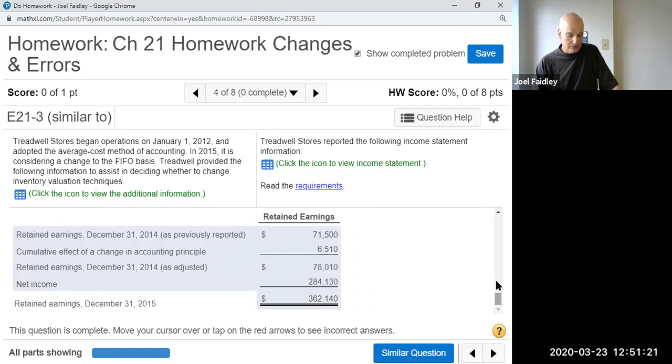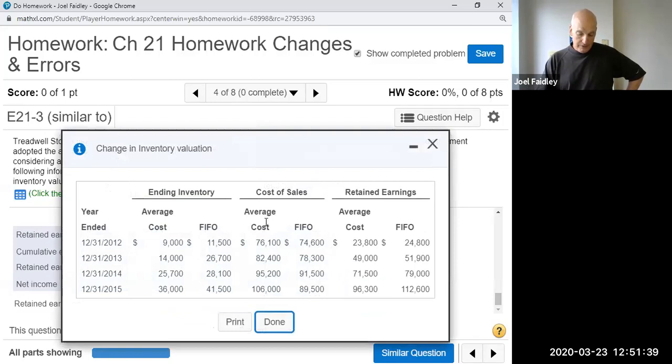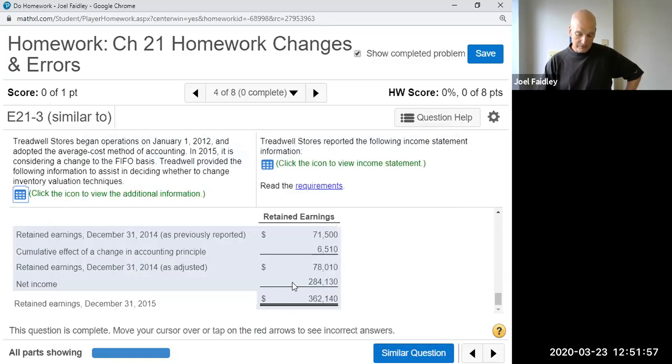All right, and then they want you in Part C to restate your retained earnings. We had this back in another chapter. You start out with your retained earnings as previously reported, 71.5. Where do we get that? Let's see here. Retained earnings, 12/31/14, 71.5. There it is. That's what was reported because we were under the average cost method until January 1 of 2015. So 71.5 is what we want to start with.